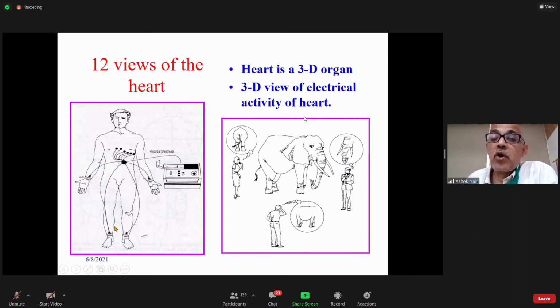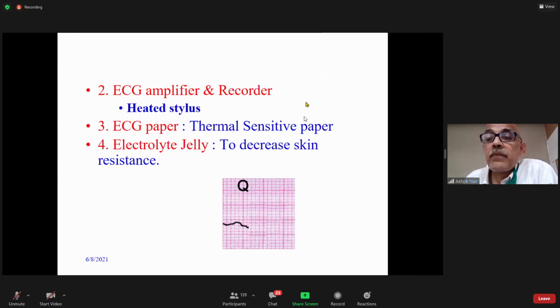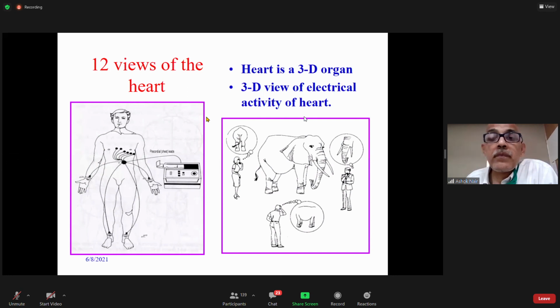Now, why do you need to connect all these leads? Now, what is the definition of ECG? How do you define ECG? It's a graphical representation of electrical activity of heart during a single cardiac cycle. Graphical representation of electrical activity of heart during a single cardiac cycle.